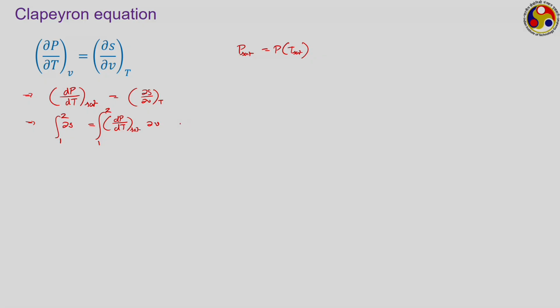So, we can then write this as S2 minus S1, which as per our notation is S12, is equal to dp sat, because this does not depend on the volume, into V2 minus V1, or the slope of the curve can be written as S12 by V12.